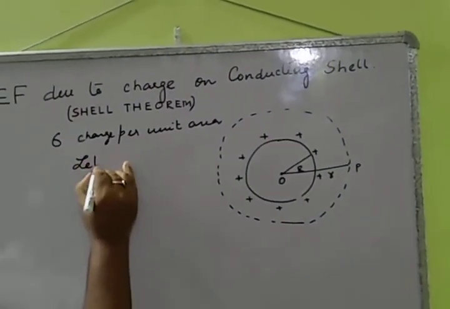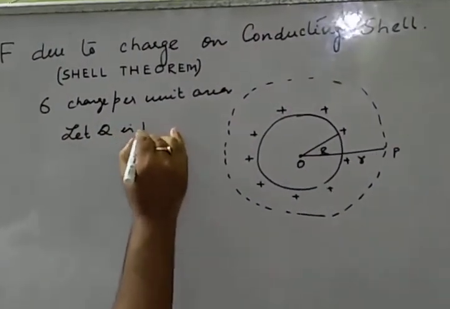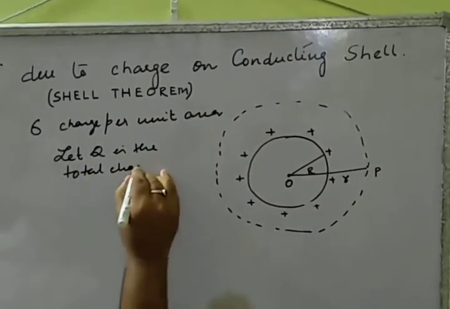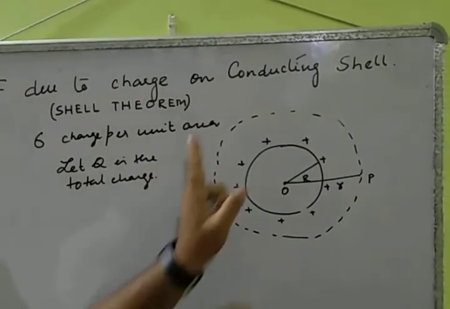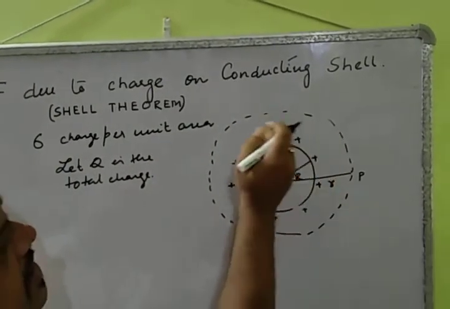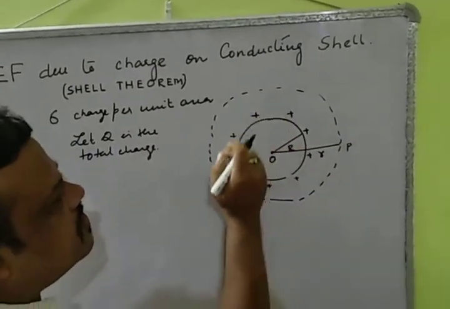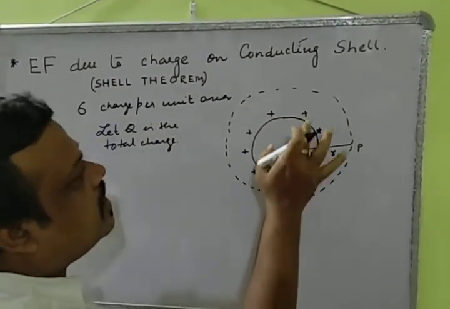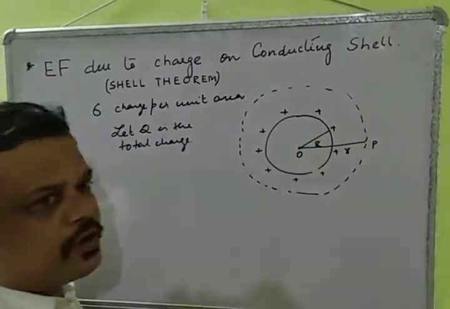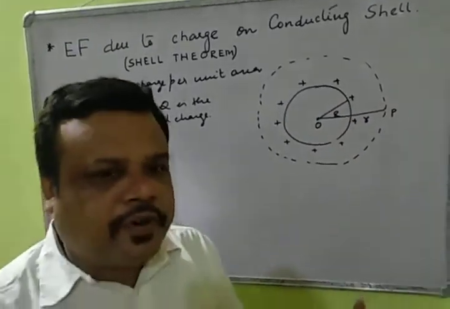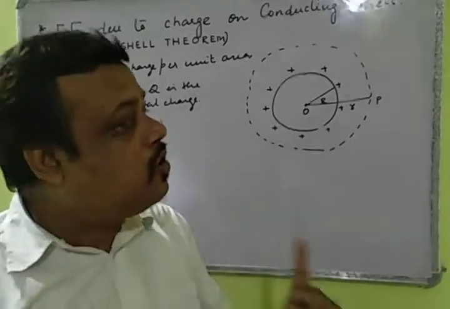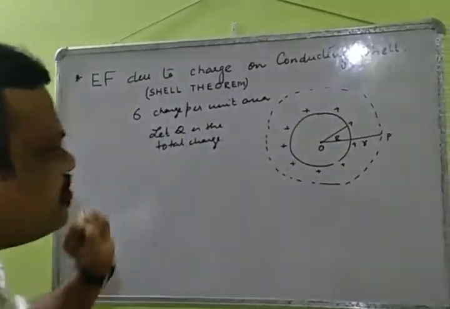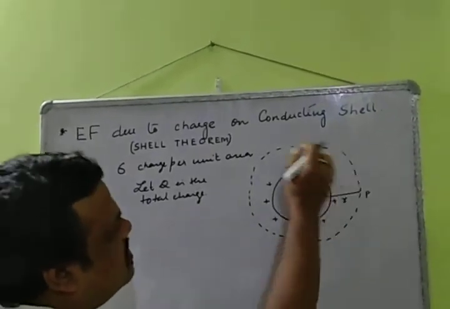Let Q be the total charge. What is Q? These charges are distributed along the surface of the metallic shell, or conducting shell, or spherical shell. The total charge is capital Q. We have to remember, Q is not a point charge over here. Q is the total charge. See, this is the Gaussian surface.